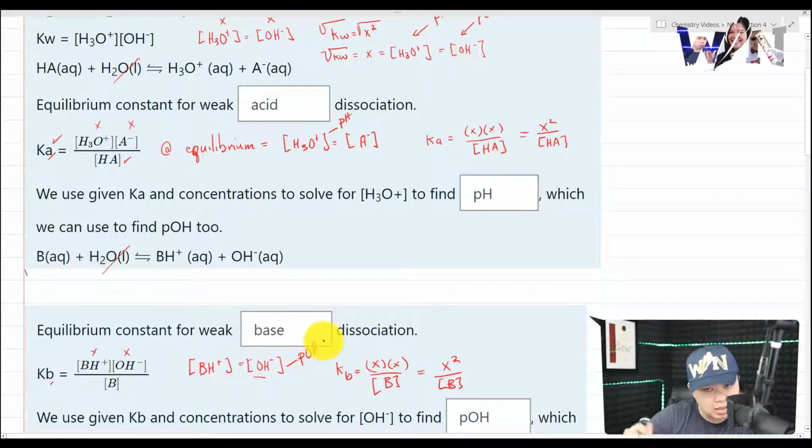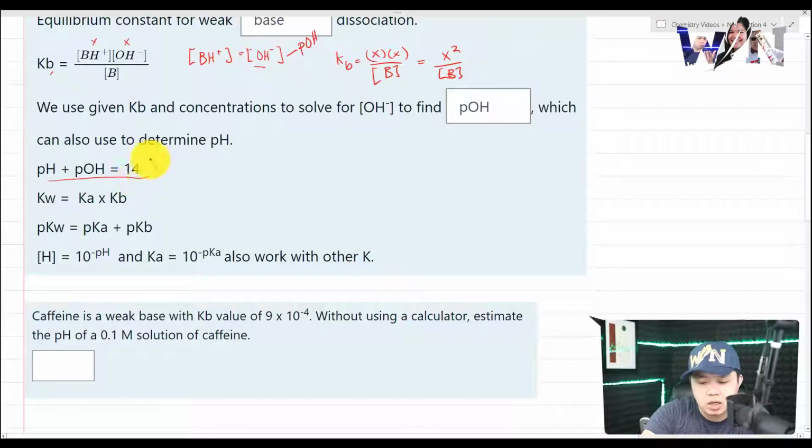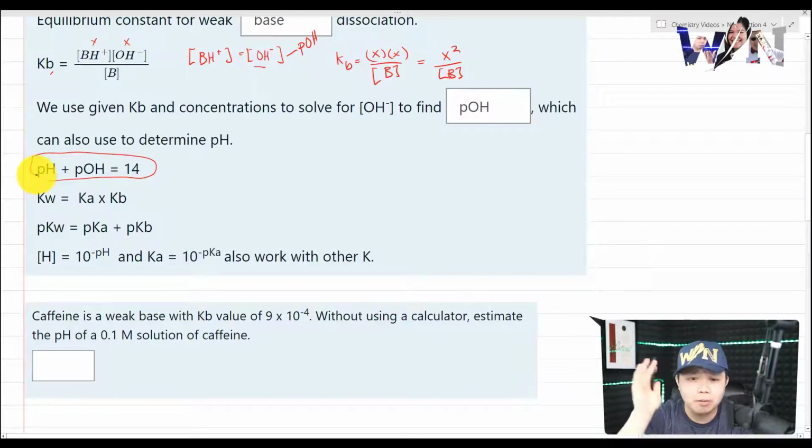So remember, for a base, you had to find the pOH. For an acid, you had to find the pH. That's the only way you can do it. But once you find pH or pOH, you can solve for the other one, because we know that pH plus pOH equals 14.